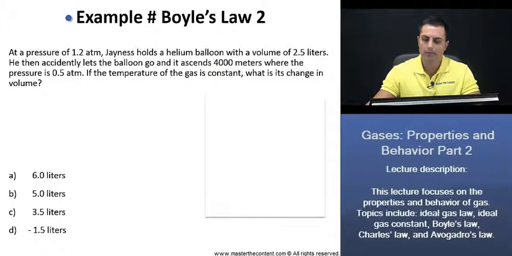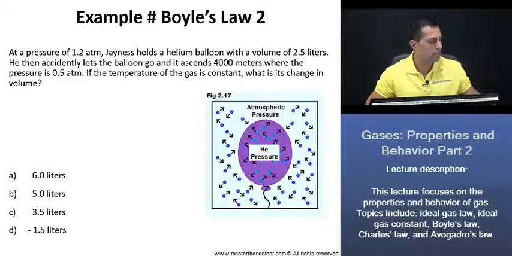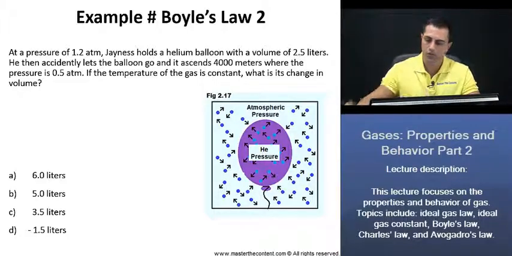Looking here at example Boyle's law 2. At a pressure of 1.2 atmospheres, Janus holds a helium balloon with a volume of 2.5 liters. He then accidentally lets the balloon go and it ascends 4,000 meters where the pressure is 0.5 atmospheres. If the temperature of the gas is constant, what is its change in volume? Let's consider this problem for just a moment.